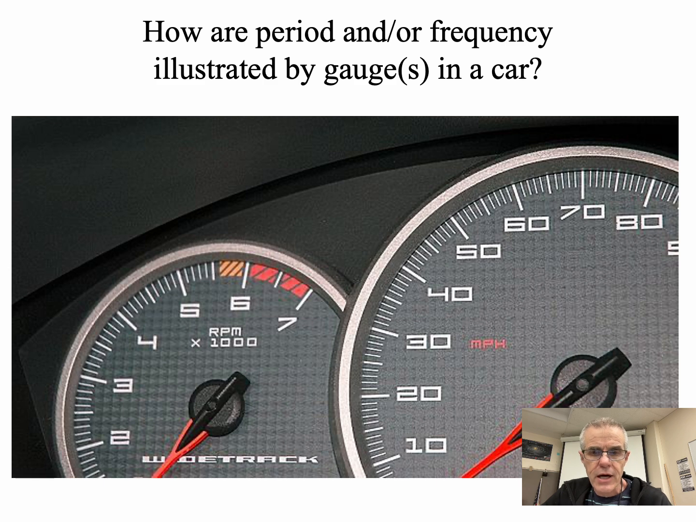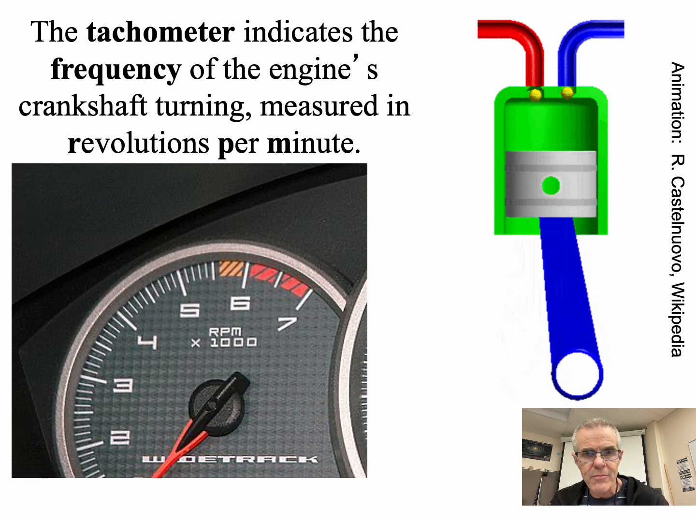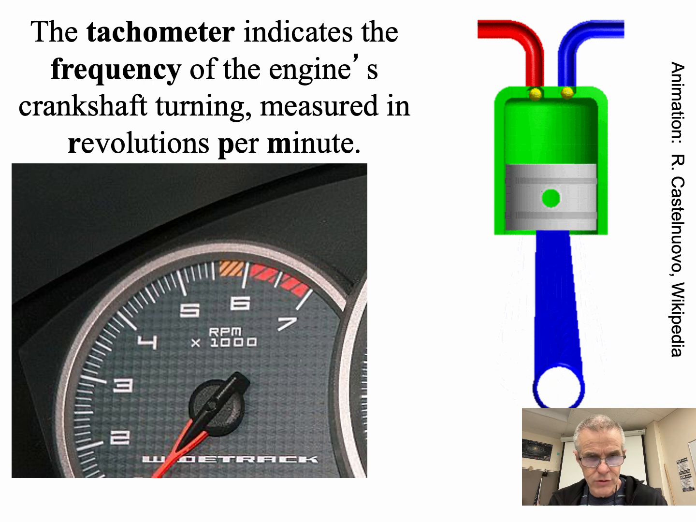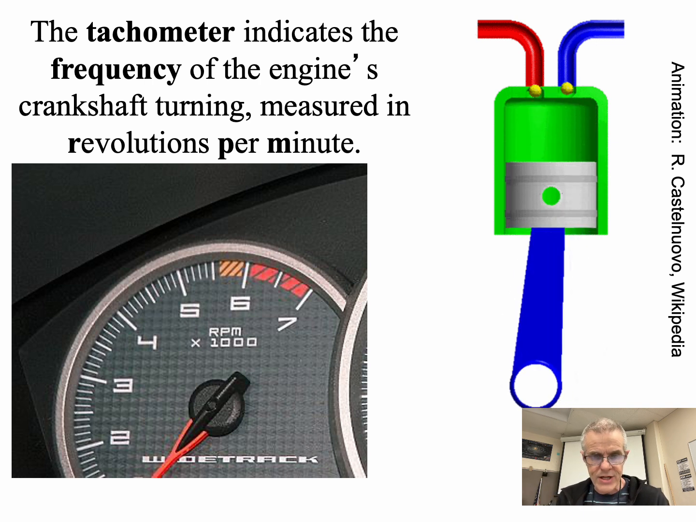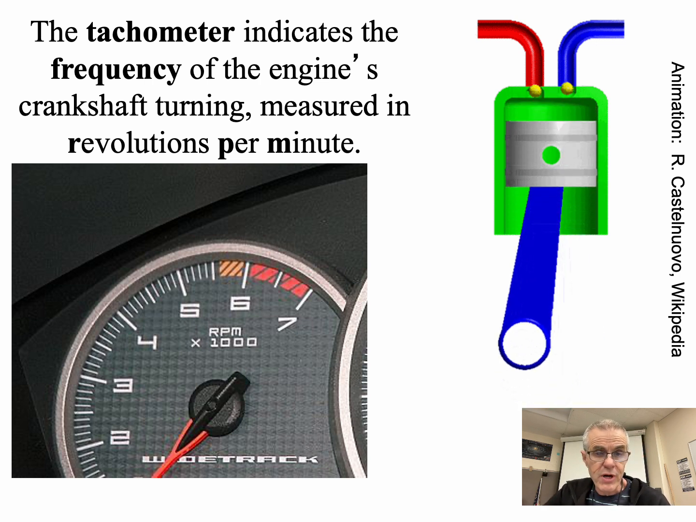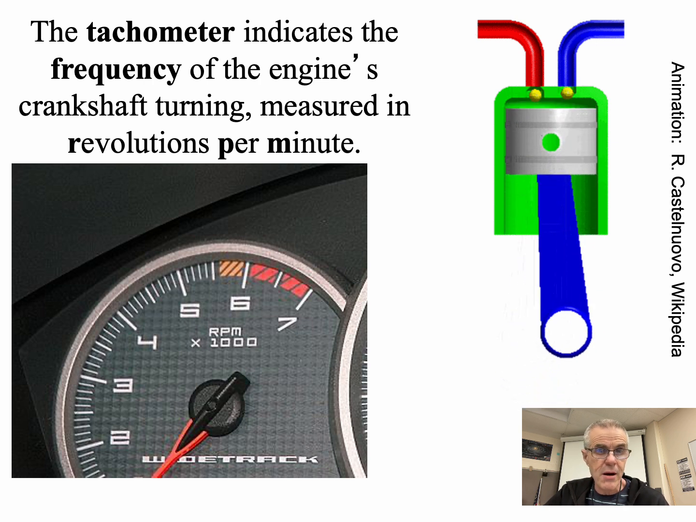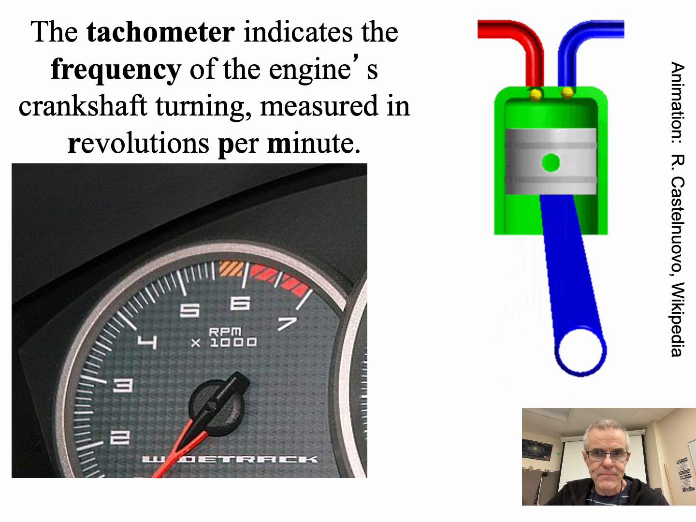Here is a real-world application of how frequency and period are illustrated by the gauges in a car. The one on the left shows how many RPM, and that is called the tachometer. The tachometer is showing you how many revolutions per minute the crankshaft of your engine is undergoing. That's usually abbreviated RPM, and you'll see that one fairly often. So I want you to be familiar with RPM, revolutions per minute.